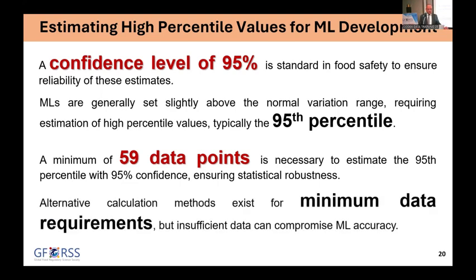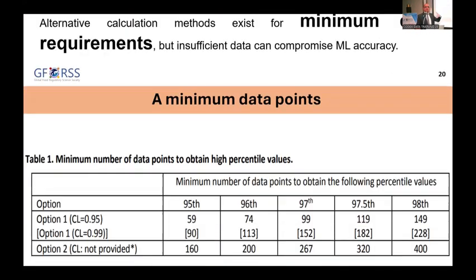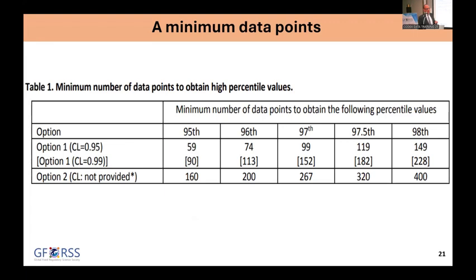And obviously, if I have fewer data points, it's not the end of the world. There are other tools to be used in order to generate those numbers. But obviously, in a normal situation, what we need to know is mainly at this level. And just to show you other scenarios, as you can see, the minimum number of data points is based on the level of percentile and the level of confidence that we would like to work with.